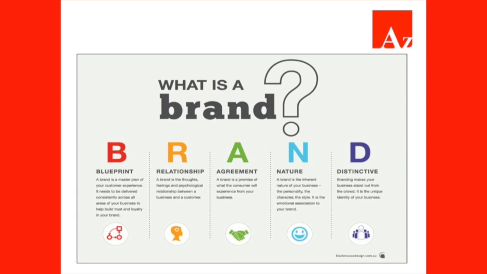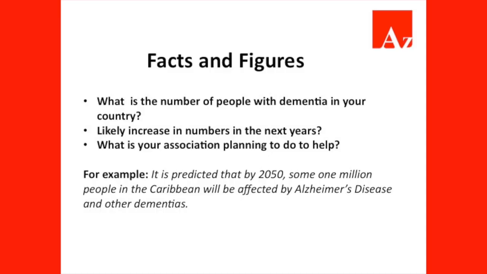I also said that it is really important to use facts and figures. For example, what is the number of people with dementia in your country? What is the likely increase? What is your association planning to do in order to help? Here in the Caribbean, I know it's very difficult to get numbers, as you said, for the individual countries, but you could mention something for the whole region, like this line I have here.